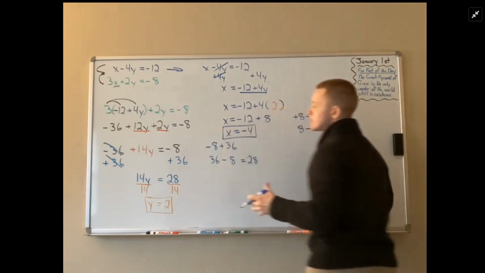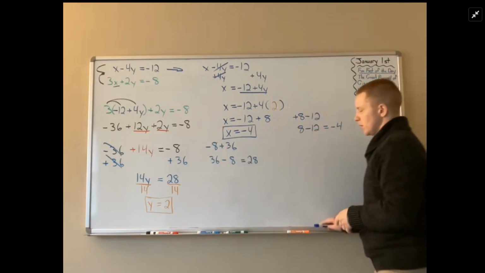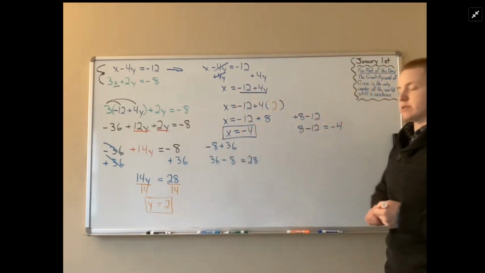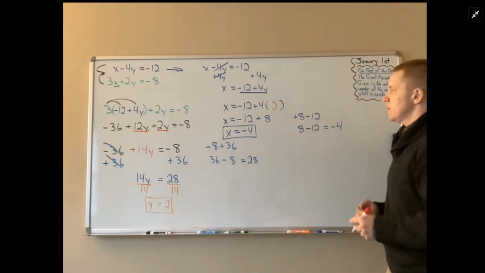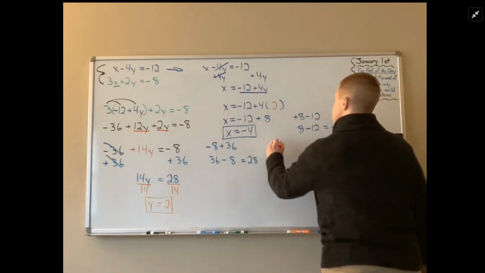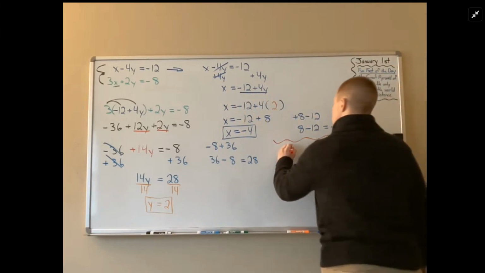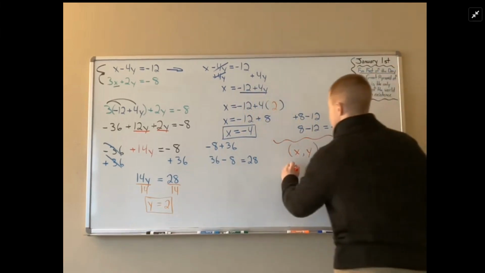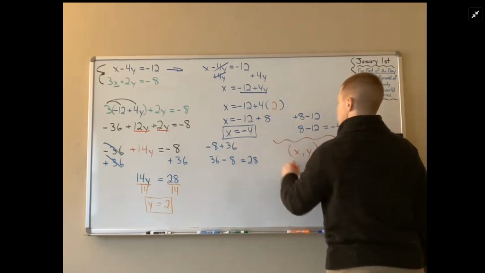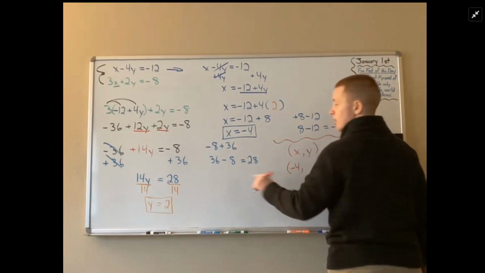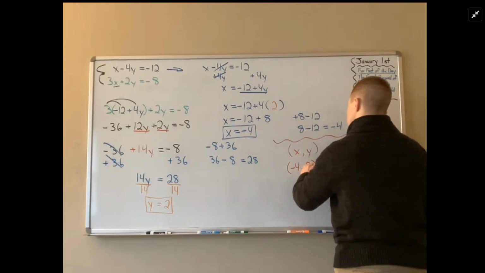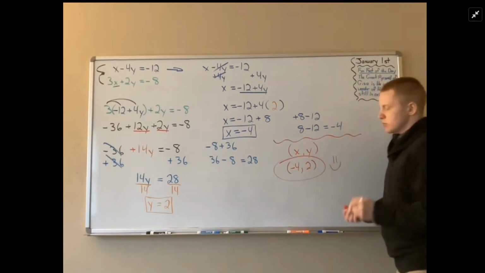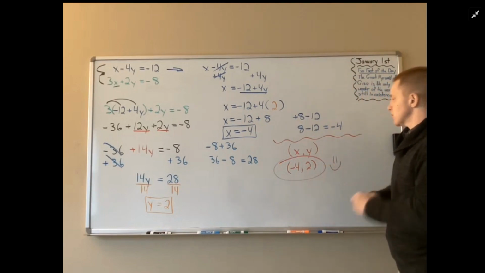Now, how do we write solutions to our system? Typically, what you would do is write your solution as an ordered pair. An ordered pair is always going to be x comma y. So in this case, we have negative 4 for x, and we have 2 for y, and that is your solution. And smiley face, that's the most important part of your work, so make sure you write that down, okay?